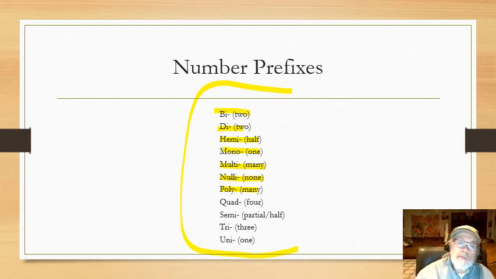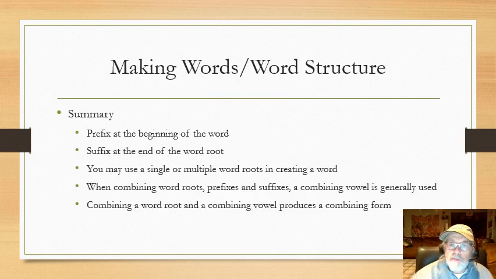So basically, poly means many. Quad, talked about before, means four. Semi means partial, half, just like hemi. Hemi and semi mean the same. Tri means three, tricycle. Uni means one, unicycle, one. So these are some common number prefixes. So that's a little bit of idea about these word parts.